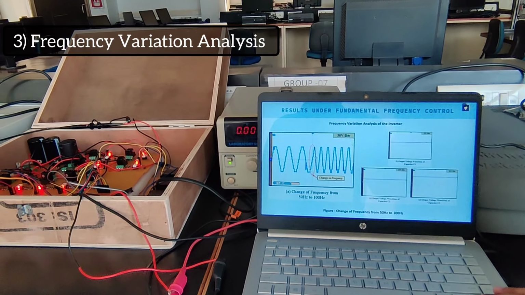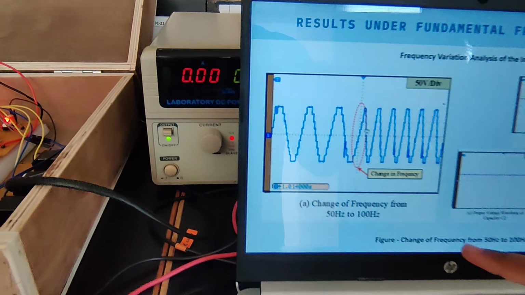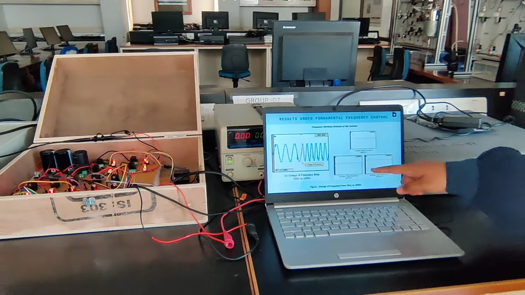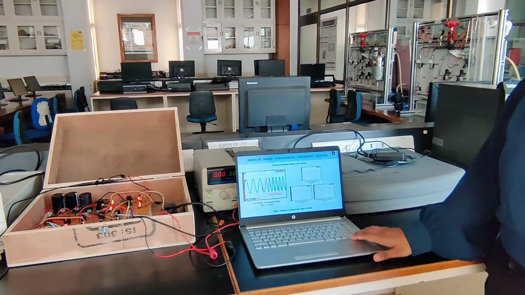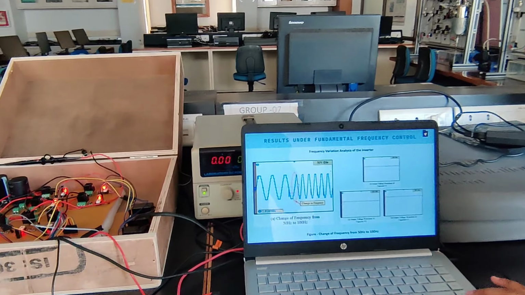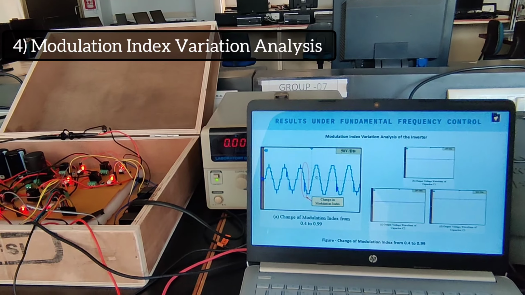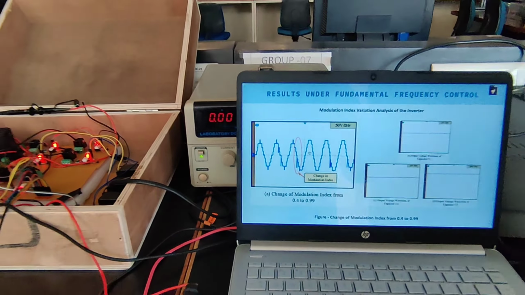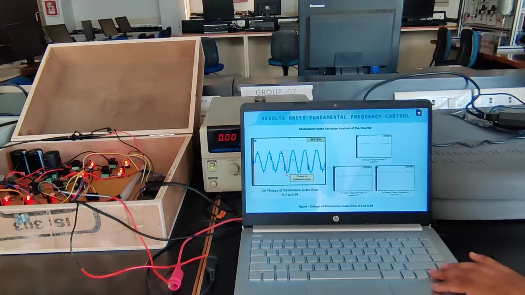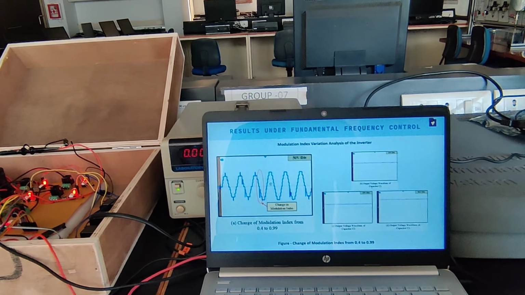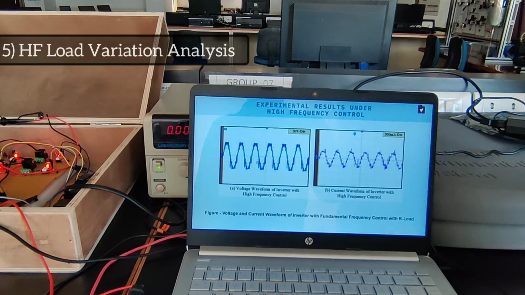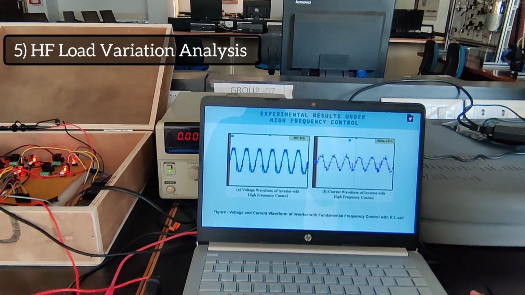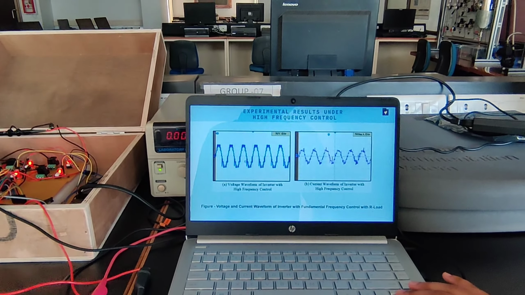Next, we have taken under change of frequency conditions from 50 Hz to 100 Hz the following voltage waveforms for the 3 capacitors. We can see that the current ripple has reduced over here. Next, these are the compiled results for modulation index variation. Here we have also compiled the results for the capacitors, and we can see that they are self-balanced even under dynamic conditions. Next, we have the experimental results under high frequency control.